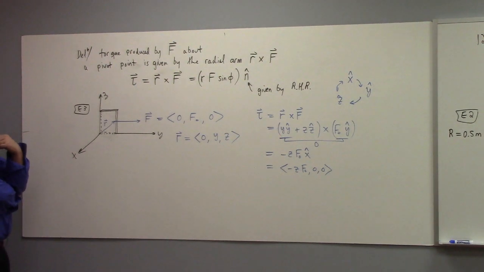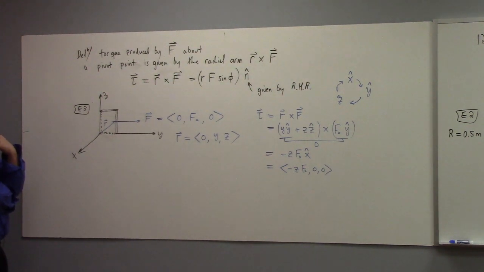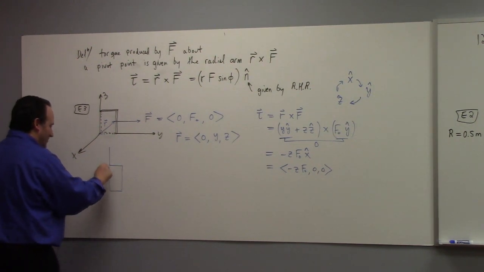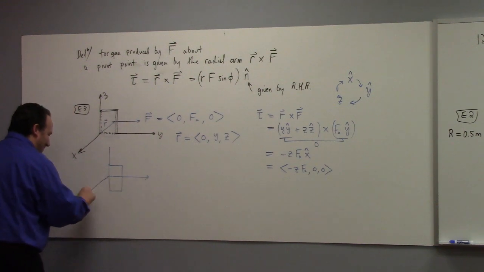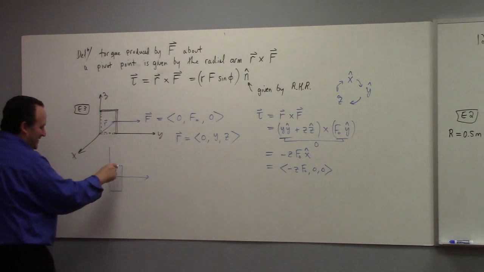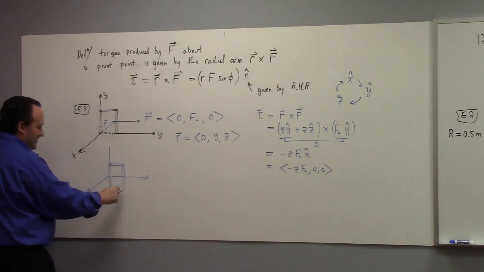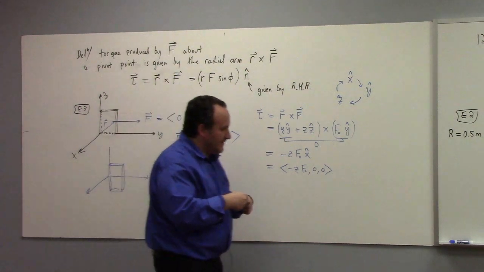This doesn't seem right to me. Well, your pivot point is about the origin, so you're pulling the door down on its hinges. Ah, right. To be fair, I should have drawn the picture more like this. I should have put my door half below the y-axis, half above, something like that, right? If I'd done that, then we would have gotten 0 torque.